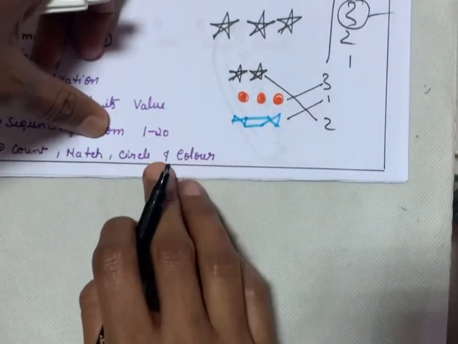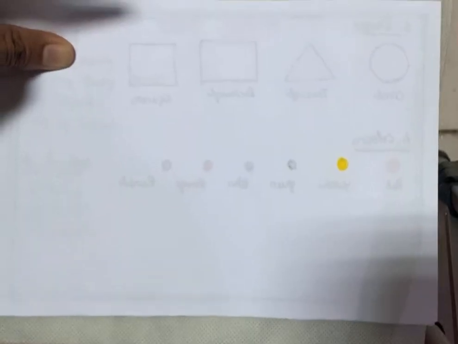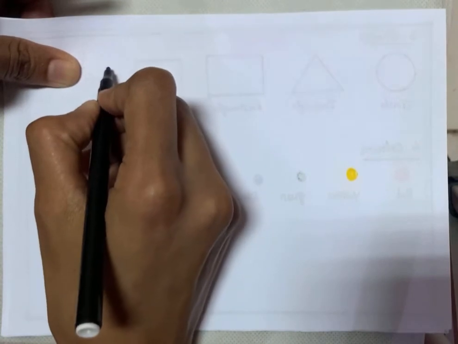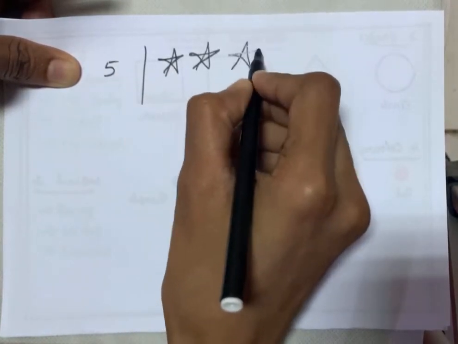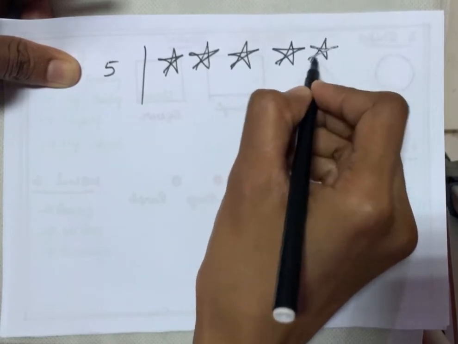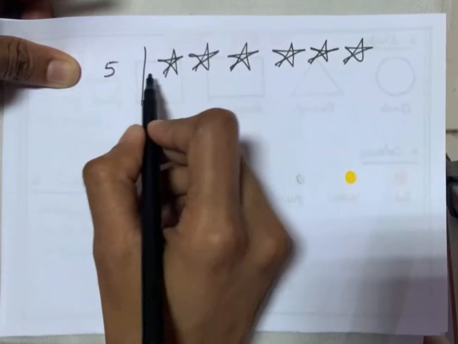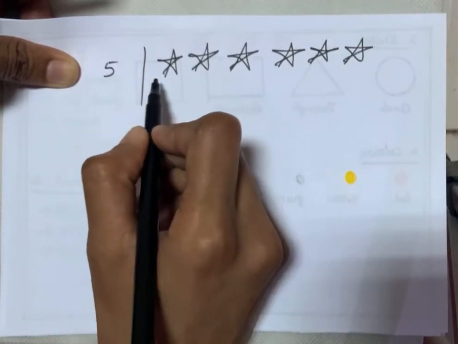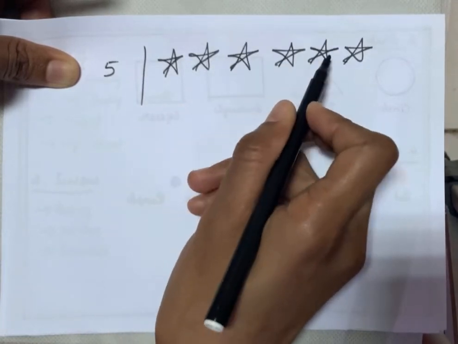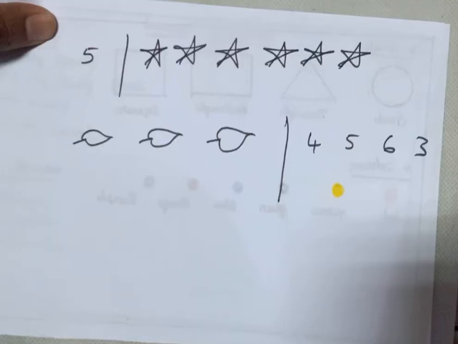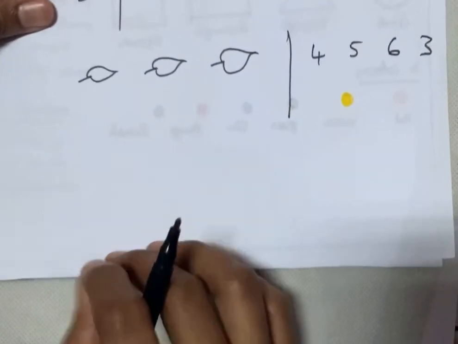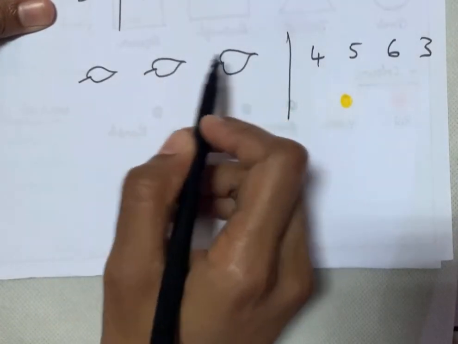Next comes the circle and color. For the coloring activity, you can give these types of worksheets, like you can draw any objects, and here it is written as 5. So they have to count 5 objects, then they have to color the 5 objects. For circling activity, you can use these types of worksheets.